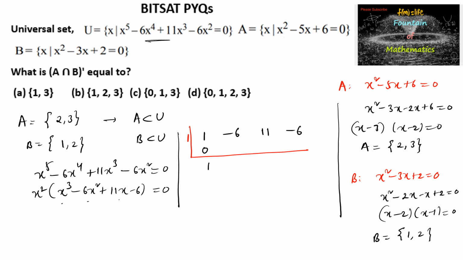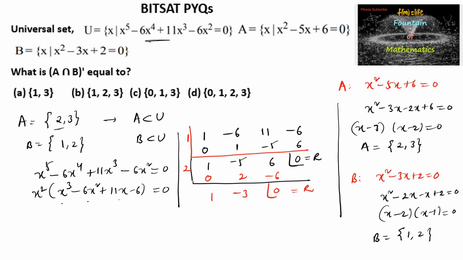So here 1 plus 0 is 1, 1 ones are 1, and again minus 6 plus 1 is negative 5, 1 into negative 5 is minus 5. So 11 minus 5 is 6, 1 into 6 is 6, so minus 6 plus 6 is 0. So if we're getting the remainder 0, we can consider x minus 1 is a factor. And again we have 2 also, so let us check with 2. Start with 1, 2 ones are 2, minus 5 plus 2 is negative 3, and 2 into minus 3 is minus 6, so it is 0 again, so the remainder is 0. So we can consider that x minus 2 is also a factor.